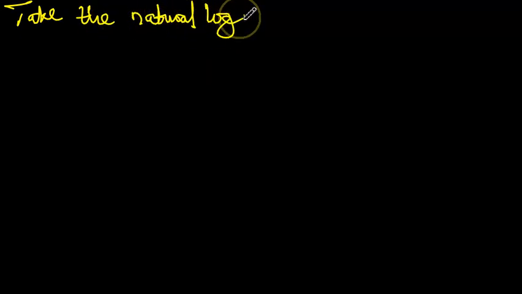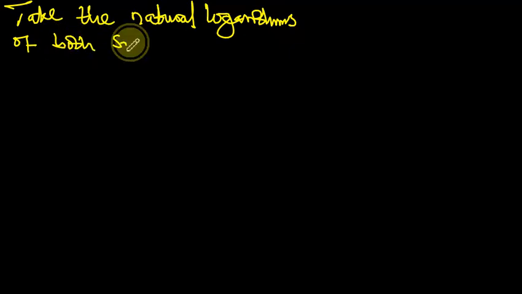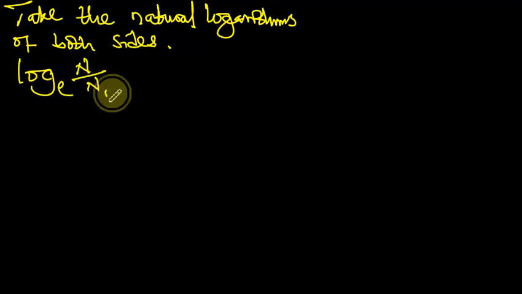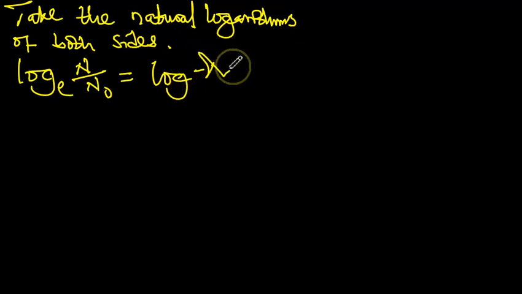Take the natural log of both sides. So that will give me log e, the natural logarithm of N over N naught, equals, take the natural log here also, log e of minus lambda t.